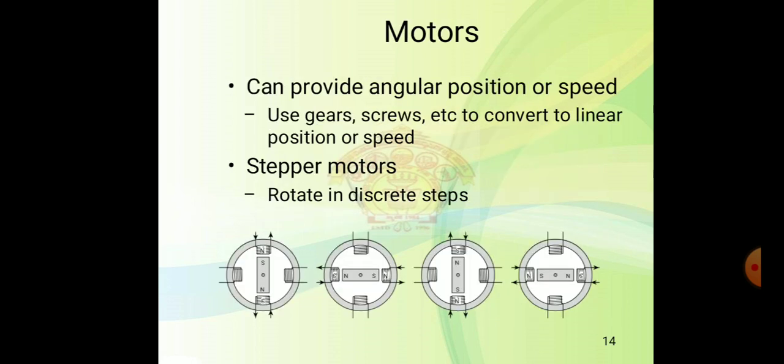Then you will get motors. Motors are also one type of actuator, and an output device. It gives a mechanical effect. It can provide angular position or speed. Motors provide angular motion or angular speed. It uses gears, screws, etc. to convert linear motion to rotary motion. There are various types of motors we are going to use for controlling purposes.